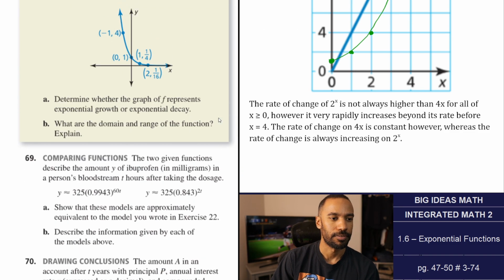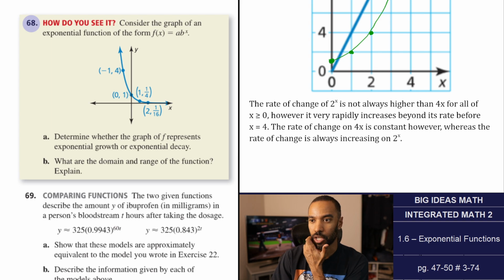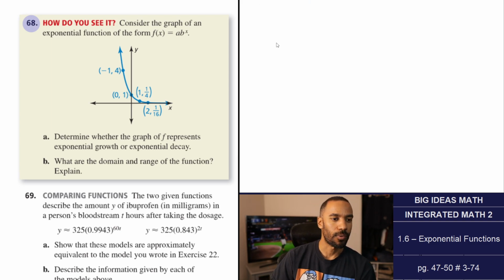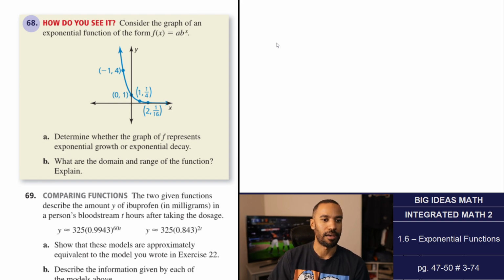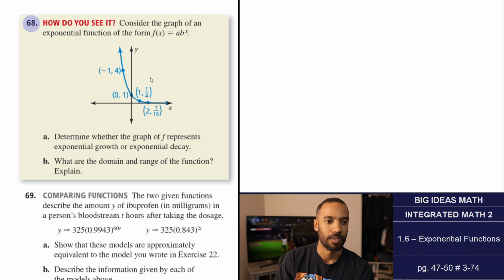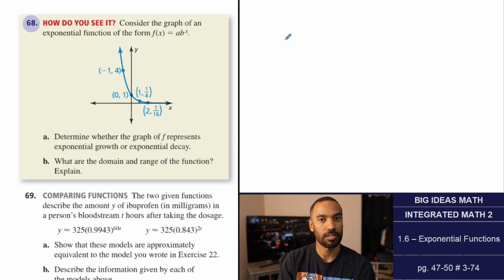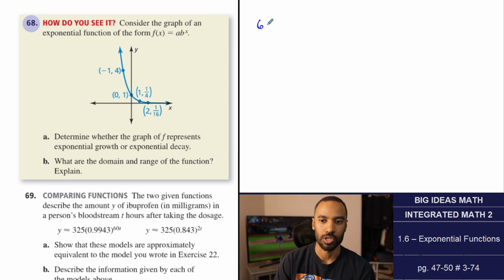I still have 7 problems to go, so let's keep going. Number 68. Consider the graph of an exponential function of the form f of x equals ab to the x. Determine whether the graph of f represents exponential growth or exponential decay. Well, this is exponential decay. They're not asking to explain, but basically the values are decreasing closer to 0 as time goes on. So it is indeed exponential decay. As x increases, your y values get closer and closer to 0.